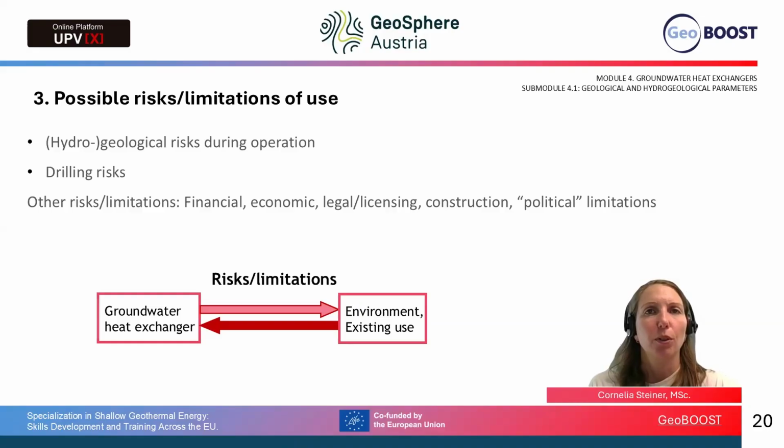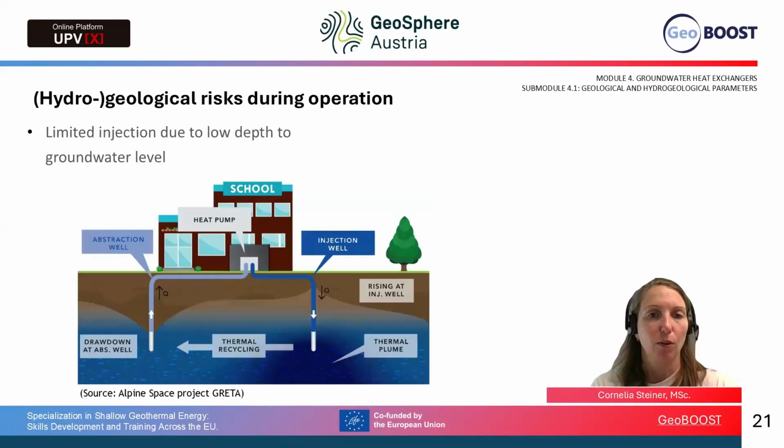So first of all, you already know that to keep the groundwater quantity, it is the best solution to re-inject the groundwater back into the aquifer. In case of a low depth to the groundwater level, or when using a confined aquifer, this might be difficult or not possible at all. And in these cases, an alternative could be the discharge into a surface water or the sewage system.